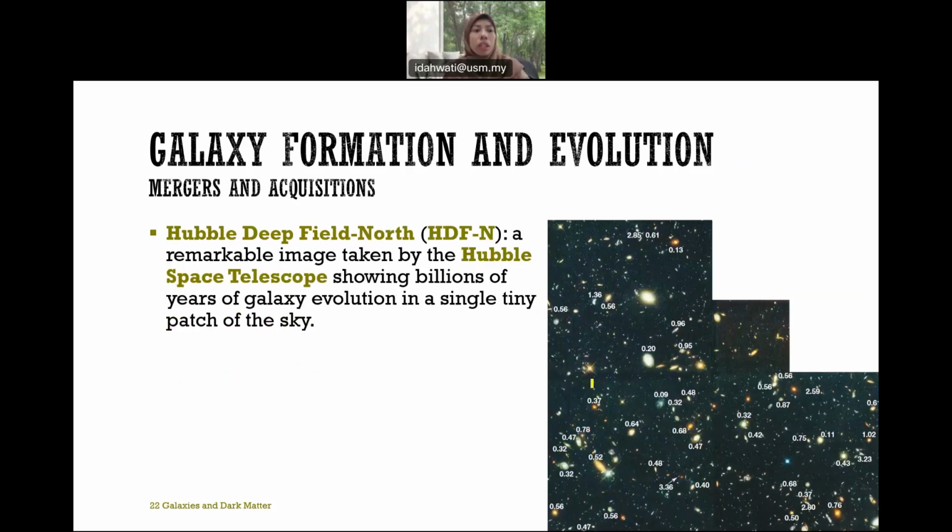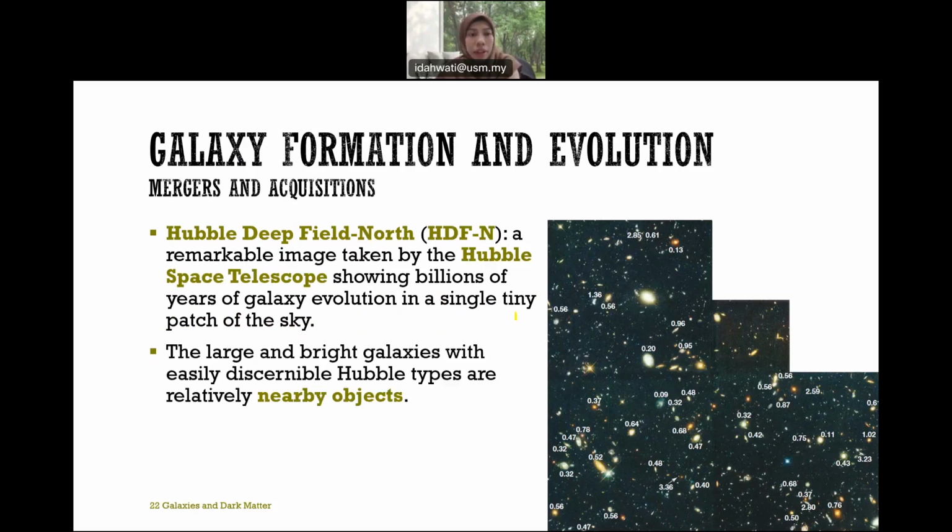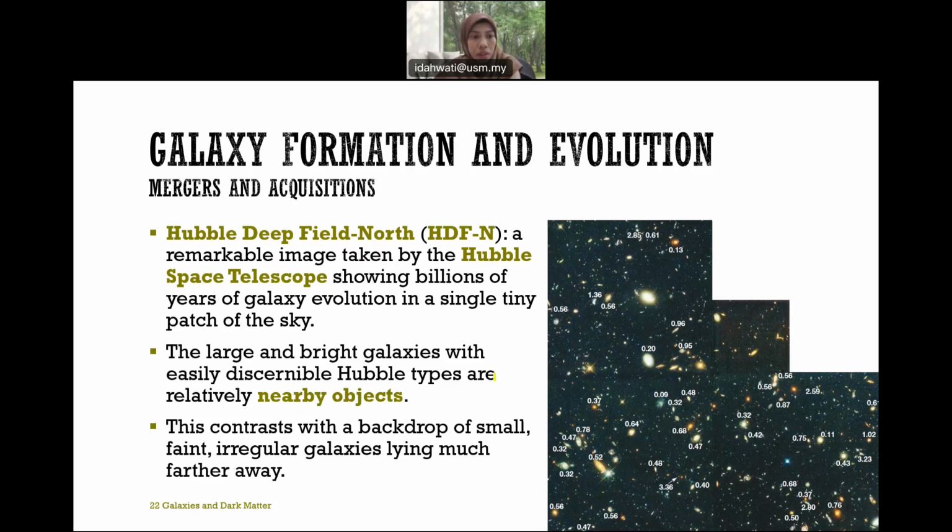And this one is the Hubble Deep Field North, HDF, a remarkable image taken by the Hubble Space Telescope that shows billions of years of galaxy evolution in a single tiny patch of the sky. Okay, so this contrasts with a backdrop of small, faint, irregular galaxies lying much further away.